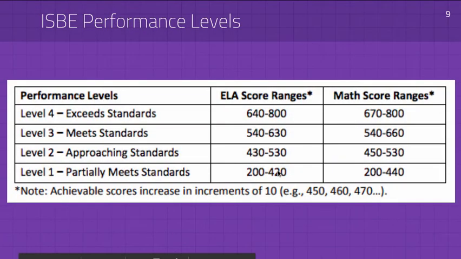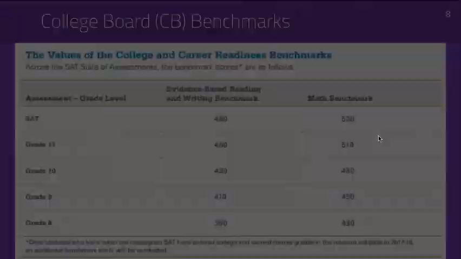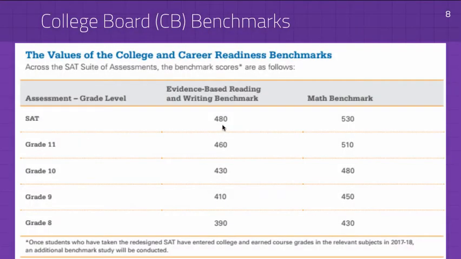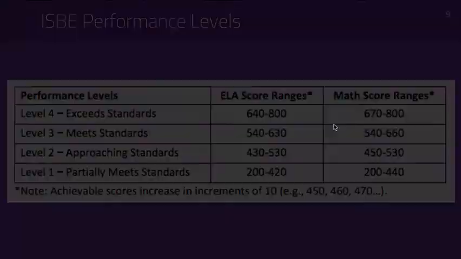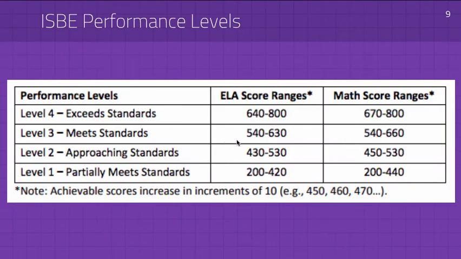There are also ISB performance levels, which, as we found out at the beginning of the year, to meet standards is a 540. And if you'll remember, college and career ready according to College Board is a 480 and a 530. So ISB set their benchmark for meeting for both tests at a 540, which is higher than what College Board deems as college ready. I wanted to show you both because even though we might not be hitting ISB performance levels, we could actually be preparing students for college and career readiness.